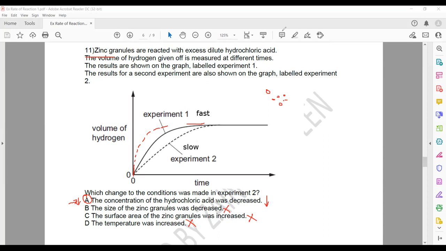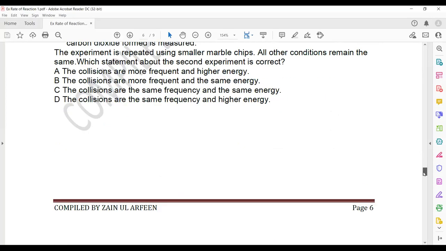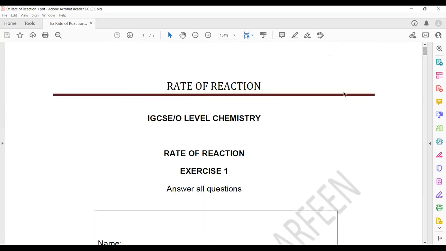So these are some questions related to the topic rate of reaction. The next session will discuss more questions related to the topic. Any question or doubt related to the class today? So I'll end the session and share this with you.